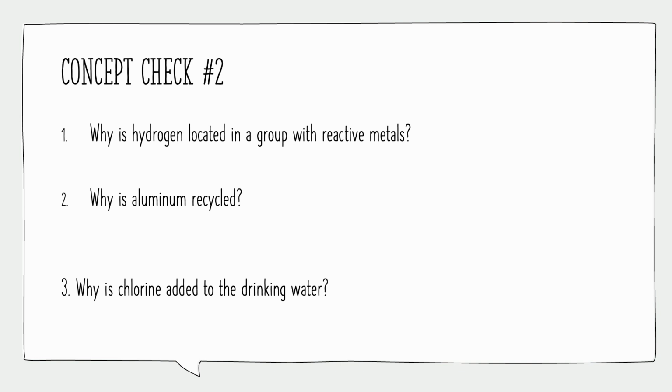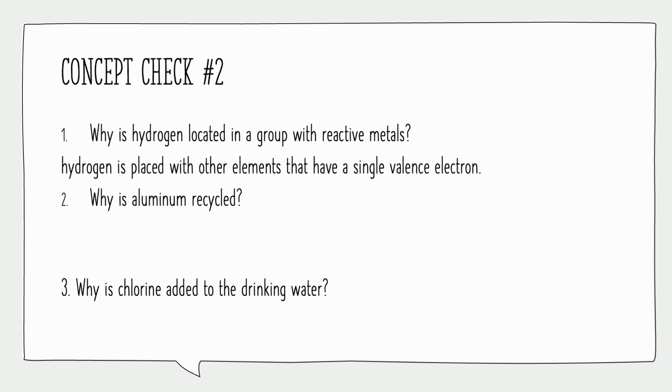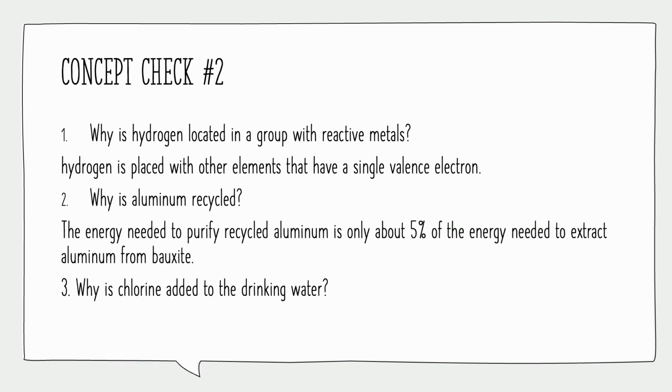Concept check number 2. Why is hydrogen located in a group with reactive metals? Hydrogen is placed with other elements that have a single valence electron. Why is aluminum recycled? The energy needed to purify recycled aluminum is only about 5% of the energy needed to extract aluminum from bauxite. 3. Why is chlorine added to drinking water? To kill bacteria in the drinking water.